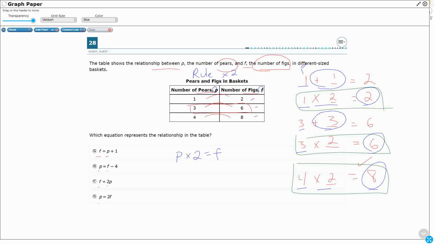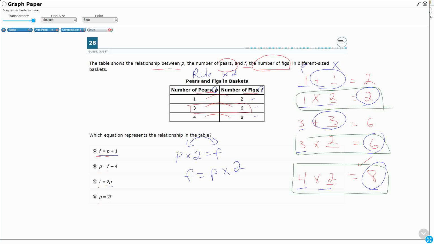Now, I don't see anything exactly like that, so we need to do just a little bit of work. You notice on all of these answer selections, they've got a single variable over on the left: F equals, P equals. So we can just flip-flop those, and that's fine. So F equals P times 2, looking a little bit better. Now, I've got two F equals. I've got a P plus 1. We already figured out that plus 1 doesn't work. And then F equals 2P.